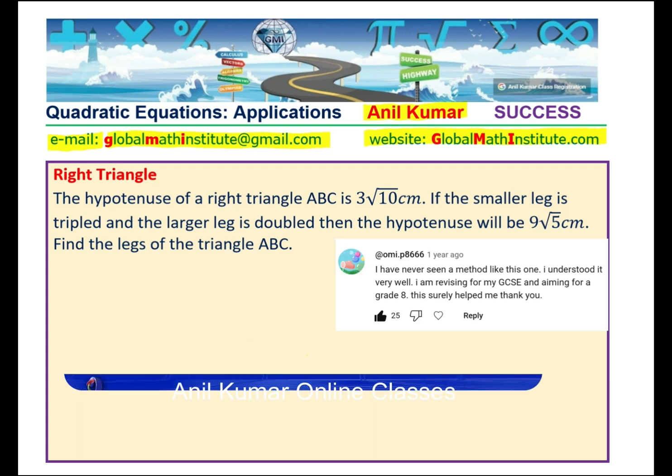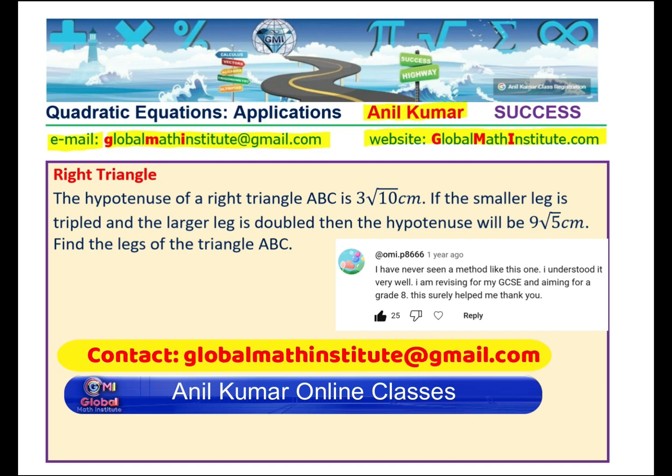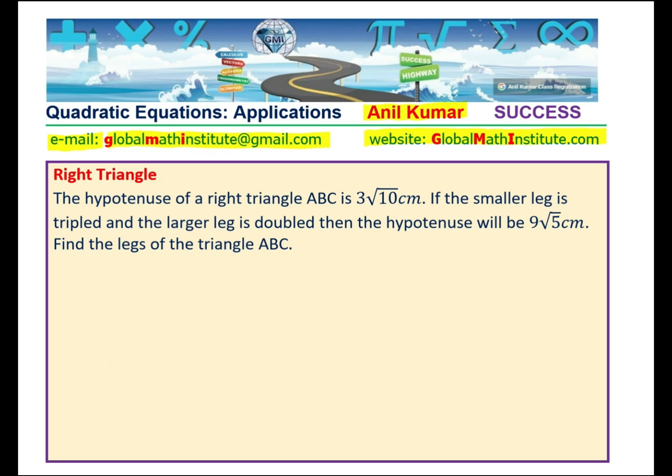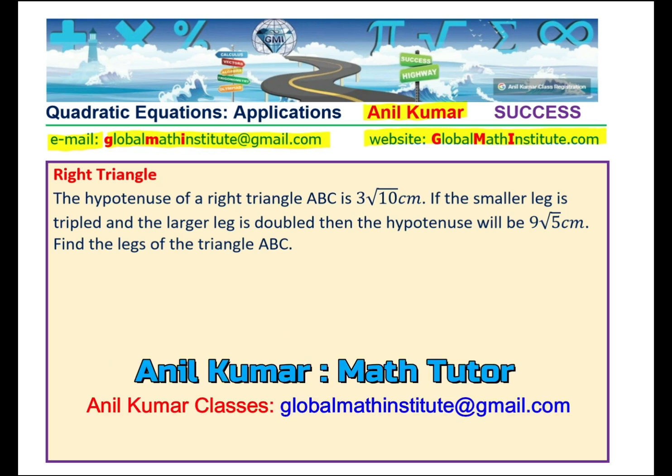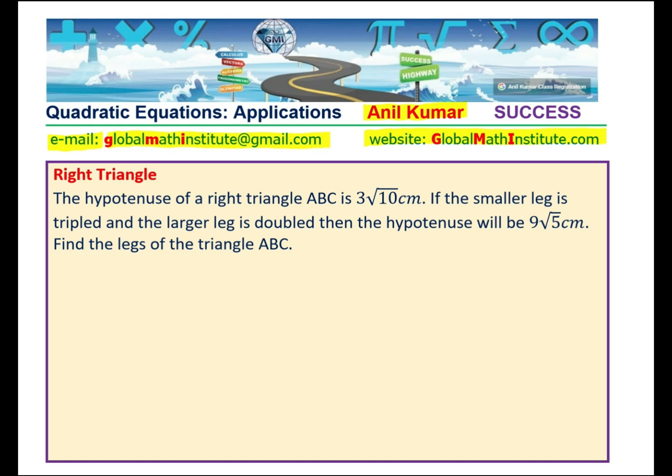Let us see how we solve the given problem. The hypotenuse of a right triangle ABC is 3 square root 10 centimeters. If the smaller leg is tripled and the larger leg is doubled, then the hypotenuse will be 9 square root 5 centimeters. Find the legs of the triangle ABC. So the legs are the shorter sides. Great. So let the shorter leg, let's say the smaller leg, be x, right?